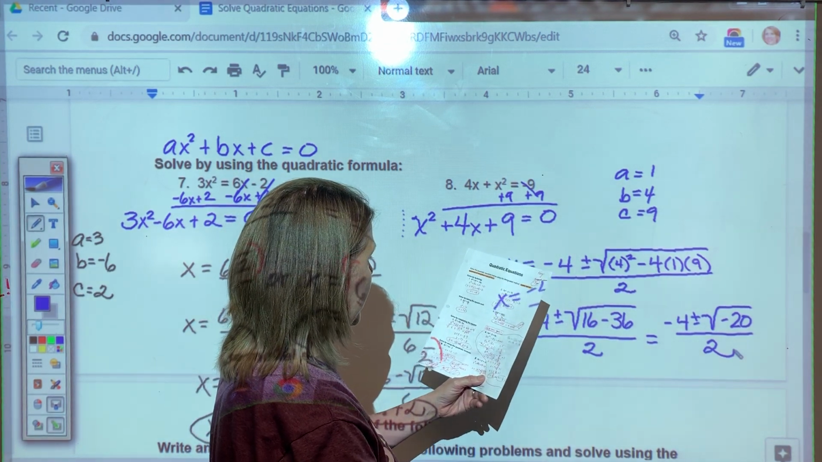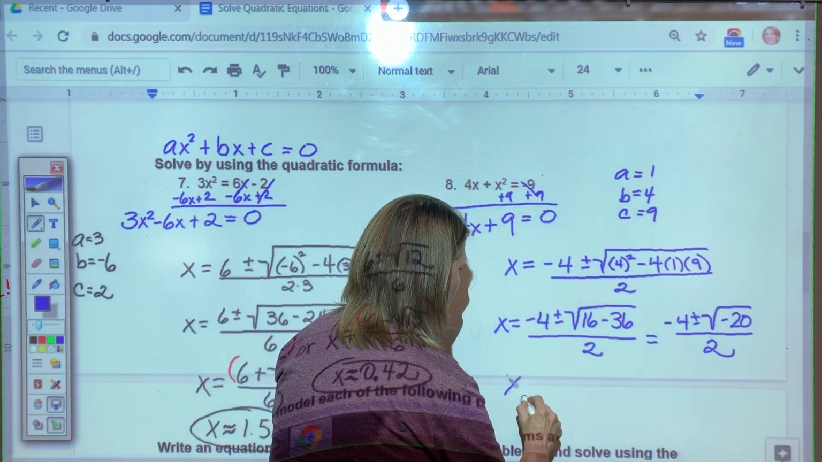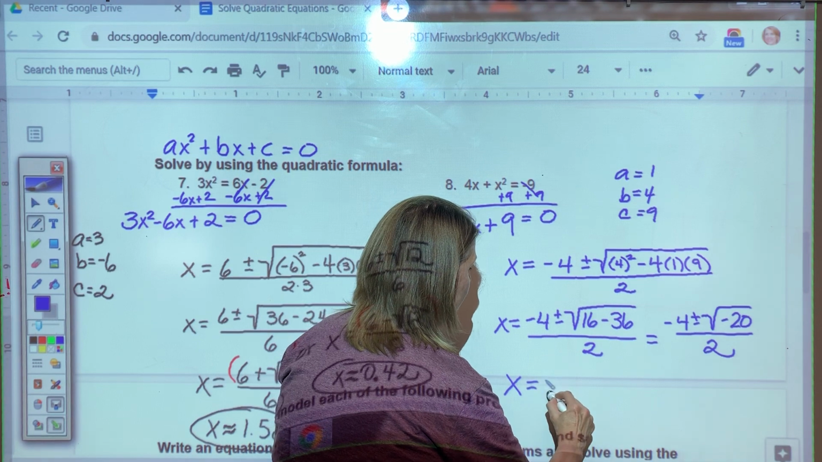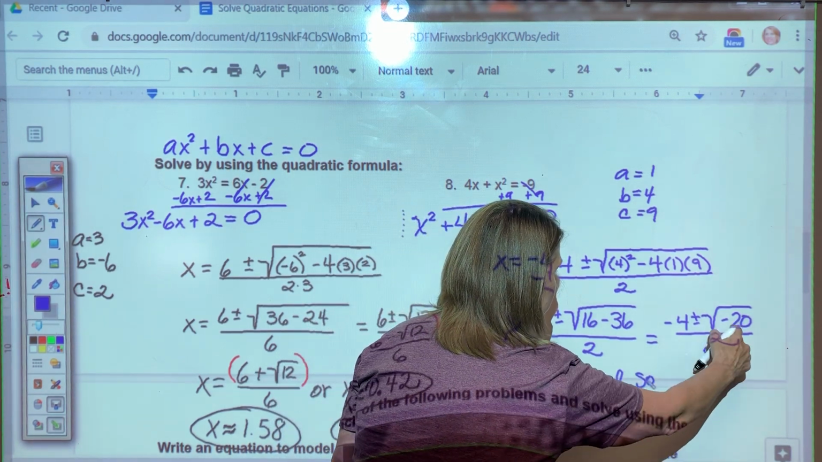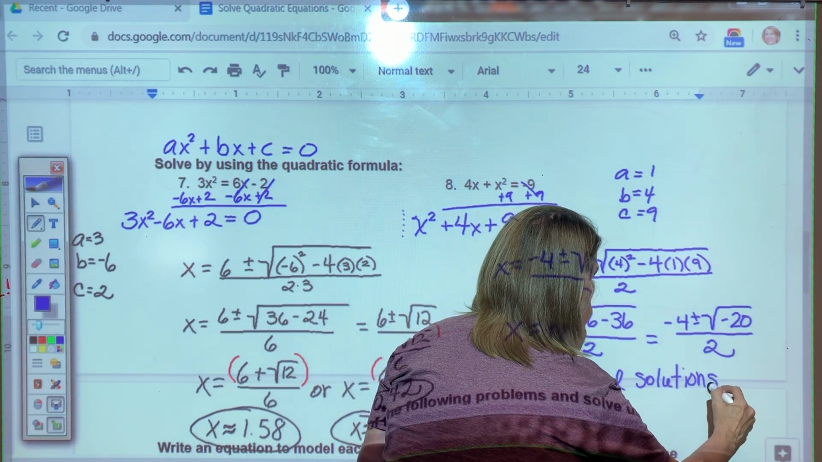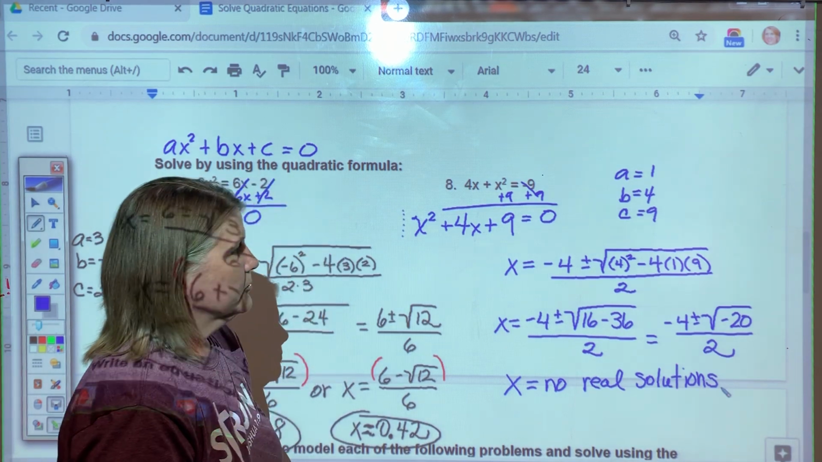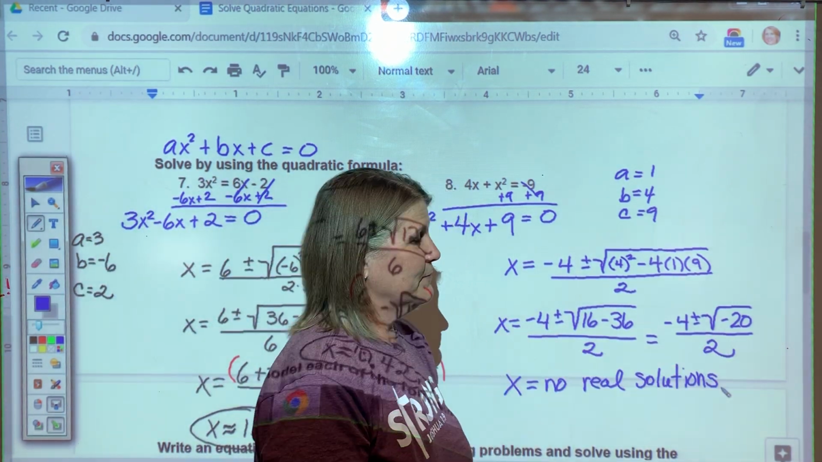Now I'm looking back at my notes. Yeah, I'm right. I'm trying to look at a different problem. So we'd say x has no real solutions, because that is just not possible. No real solutions on this one. It's a shame you have to get to this point to realize that, but that's how that is.